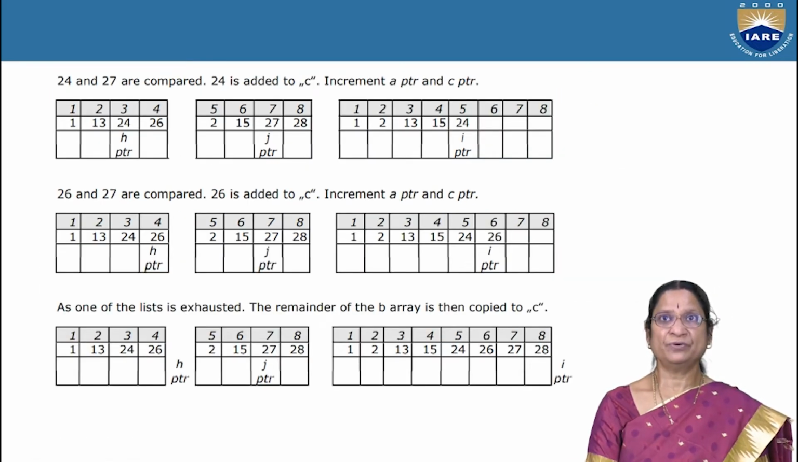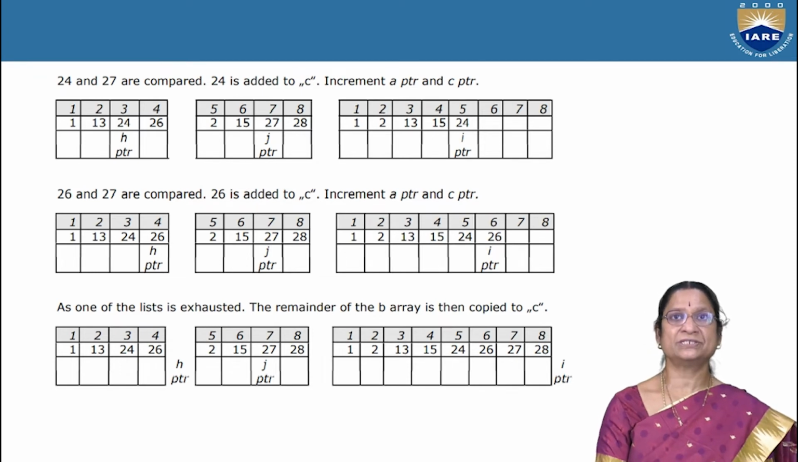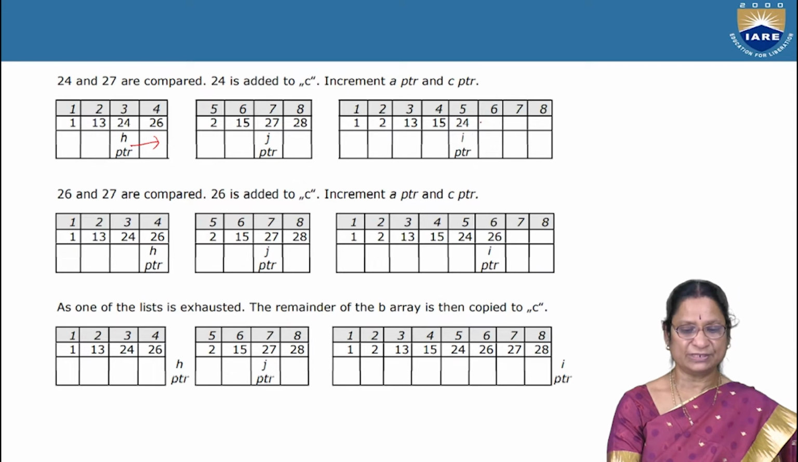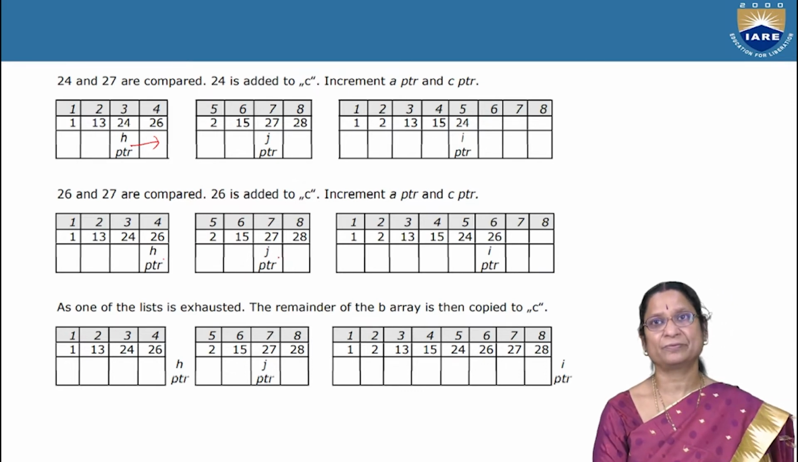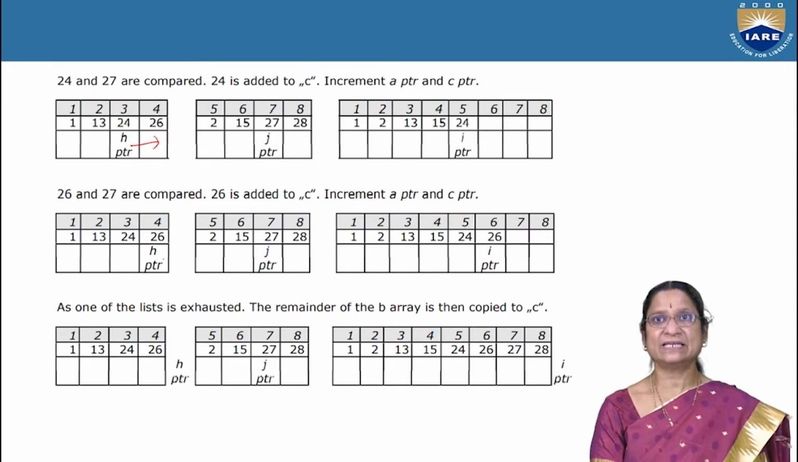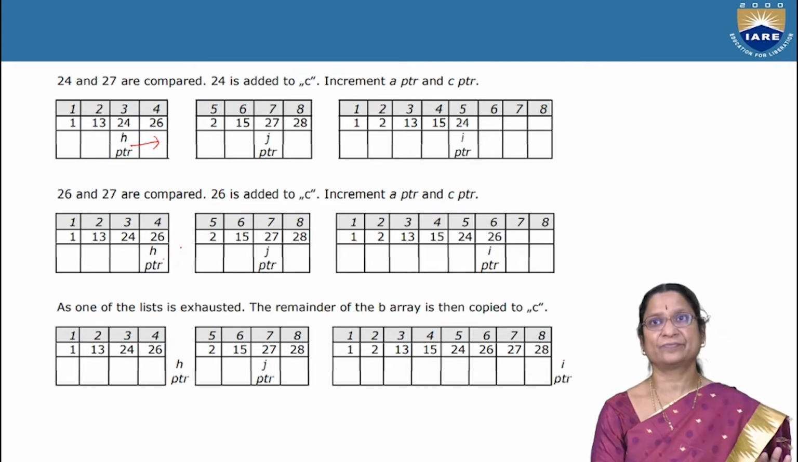So the jth value is 27, the H value is 24, and the lesser value is at H. So that's why H is copied, H is incremented, and 24 is copied. Now H points to 26, J points to 27. Then what happens again while comparing 26 and 27? 26 is the lesser value, so 26 is written, and J got exhausted, H got exhausted.